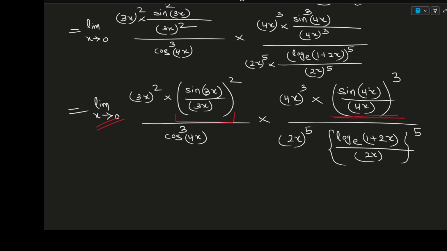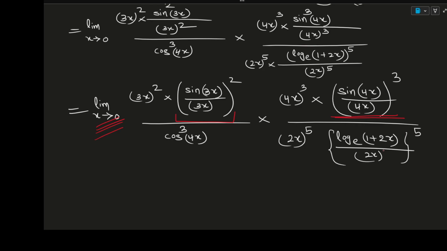Here f of x is our 4x, and when x tends to 0, 4x also tends to 0. So easily we can apply here as well. And here if we relate, our f of x is 2x, and when x tends to 0, 2x also tends to 0. So we can easily apply it here. So the limit of this function will be 1.